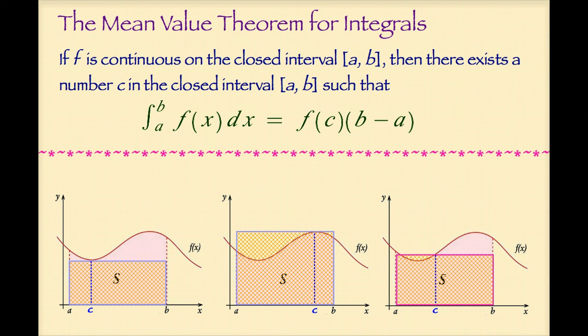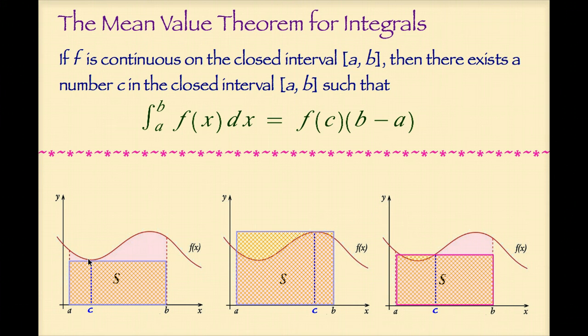You probably recall that there was a mean value theorem for differentiation. There is also a mean value theorem for integrals. The word mean in these contexts is referring to an average, so we're going to develop an average value function for integration. If f is continuous on the closed interval [a, b], then there exists a number c in that closed interval [a, b] such that the value of the definite integral from a to b of our function will equal the function value at the c that we find times the difference between a and b, the width of our interval.